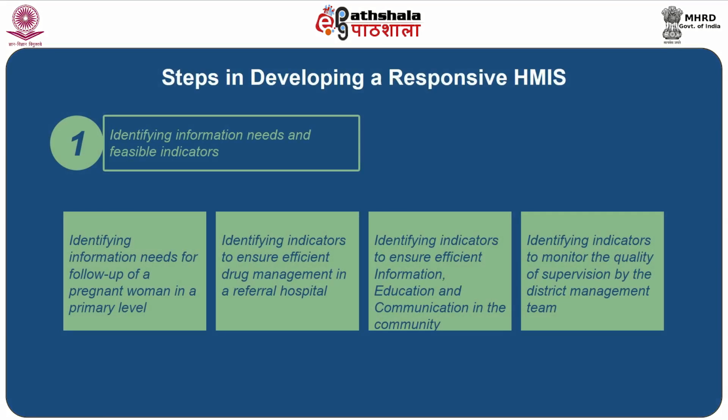Identifying information needs and feasible indicators, which is step 1. Now it should include identifying information needs for, say, follow-up of pregnant women in a primary level, identifying indicators to ensure efficient drug management in a referral hospital. It may also include identifying indicators to ensure efficient information, education and communication in the community. Identifying the indicators to monitor the quality of supervision by the district management team.